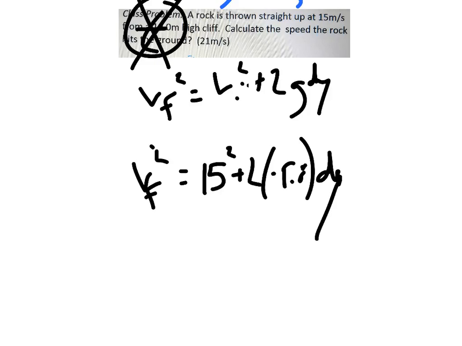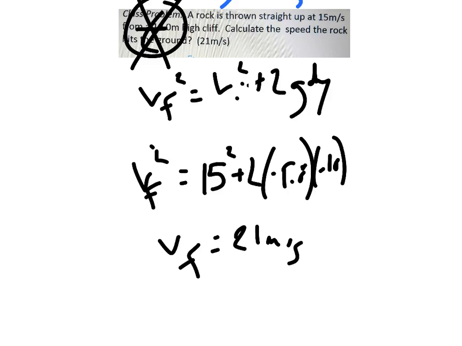And solve for VF squared, which is pretty straightforward. Oh, we know dy. Sorry. dy is a negative 10. Let me fix that. I wasn't paying attention. So we've got a negative 10 here. What we end up with is a negative times a negative, which gives us a positive. So 2 times 9.8 times 10, plus the 15 squared, is going to be equal to VF squared. And then we just take the square root of that, and we're going to get VF is 21 meters per second.